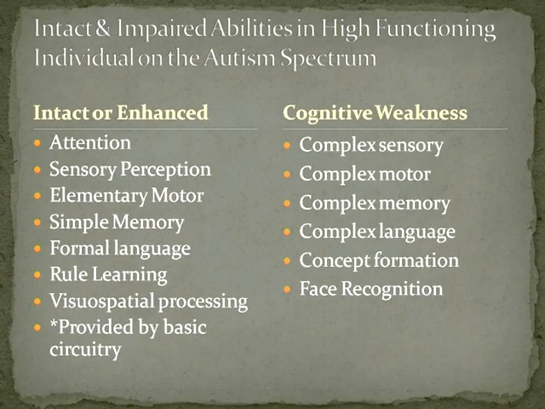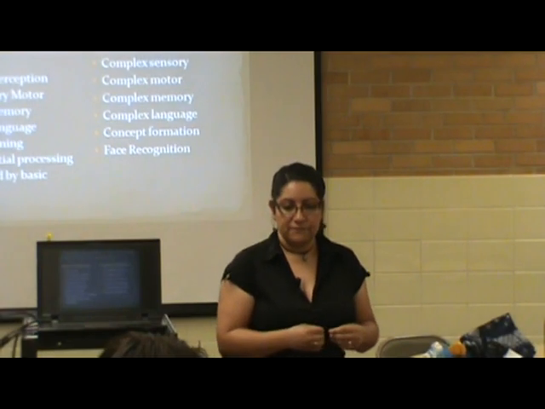Simple memory tasks, formal language, rule learning, visual spatial processing, and these are all provided by very basic circuitry. It's those higher level things that get a little more complicated: complex sensory information, complex motor, complex memory, complex language, concept formation, and facial recognition. And I'm just going to speak ever so briefly on facial recognition.